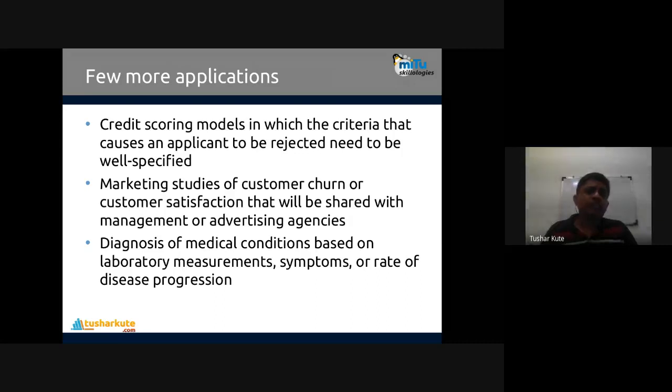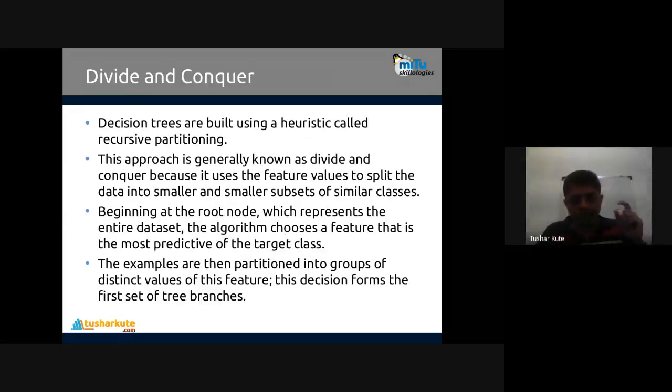Or diagnosis of medical conditions based on laboratory measurements, symptoms, or rate of disease progression. All this data can be taken as input, and based on that we can create a decision tree. That decision tree will help you find the particular diagnosis of the disease. So these are many applications that we can apply. Remember, this algorithm comes under the classification category. So not only the applications presented here, wherever your output is in class format, there we can apply the decision tree algorithm very well.